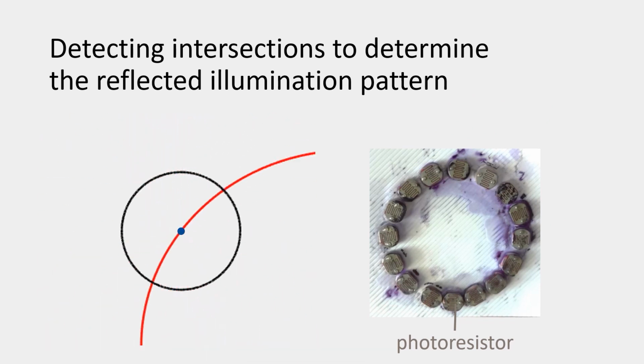We draw a detection circle, shown as the black circle in the left image, around the blue fixed point. Then, by detecting the intersection points between the reflected illumination pattern and the detection circle, the pattern could be uniquely determined. In this paper, we chose the cheap photoresistor to compose the detection circle.